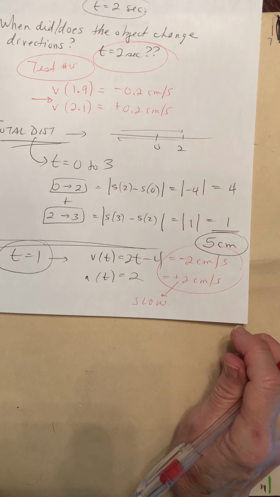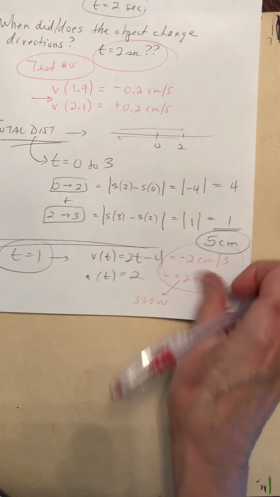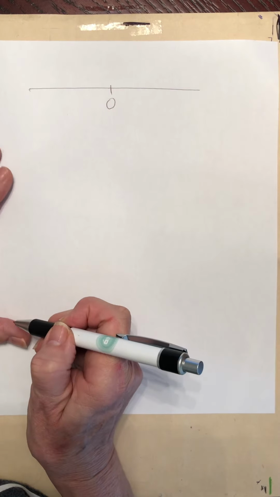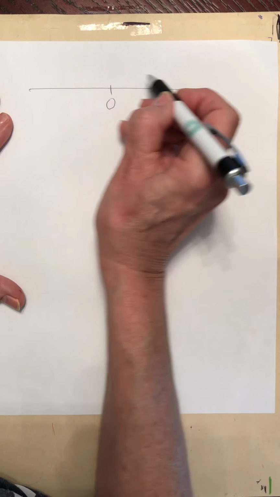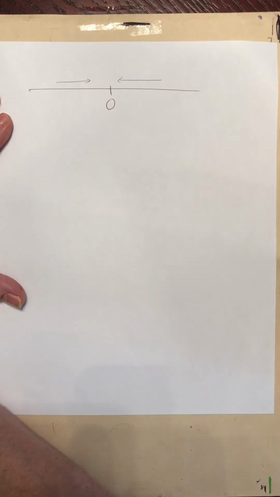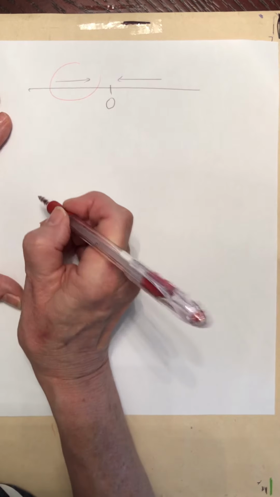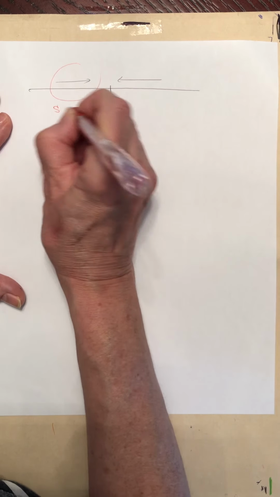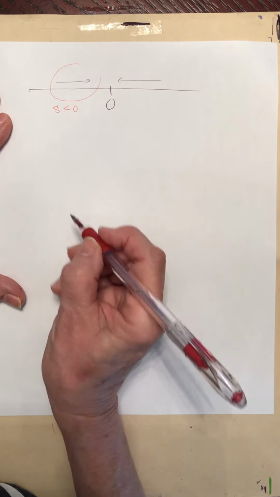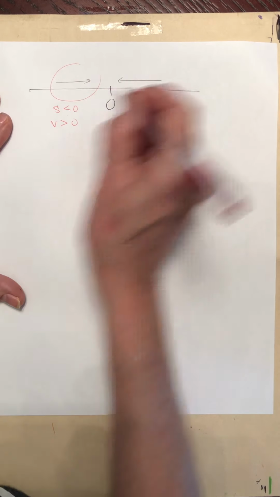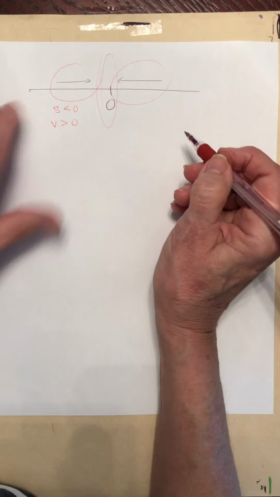And one more thing I want to talk about here, which is a very common question, is when are you moving toward or away from 0? So think about what that means. If I'm moving towards 0, it could be that scenario or it could be that scenario. What do I know about this scenario? My position is negative. Position is left of 0. My position is negative, but my velocity was positive because I'm heading to the right. Look at this. I'm definitely heading towards 0 here.